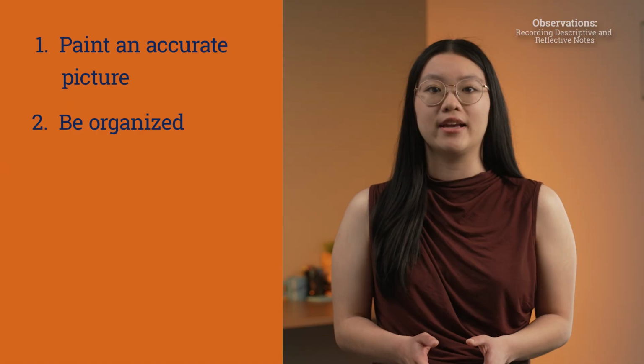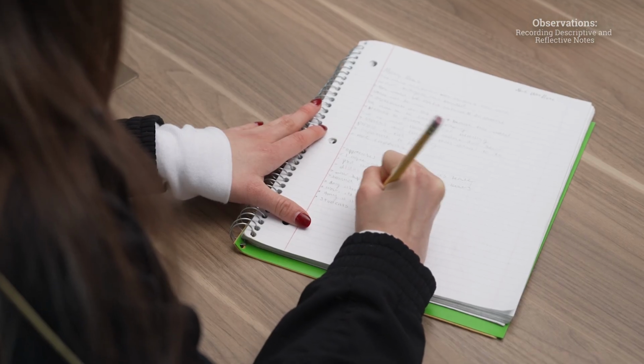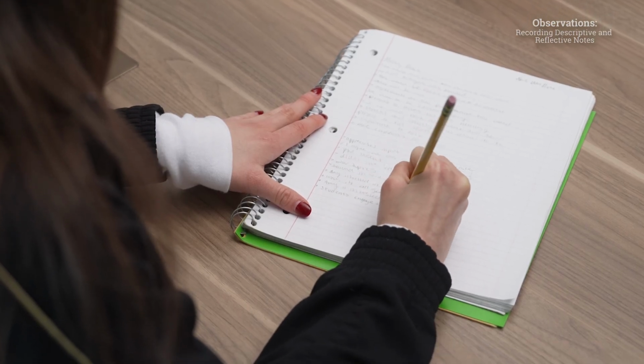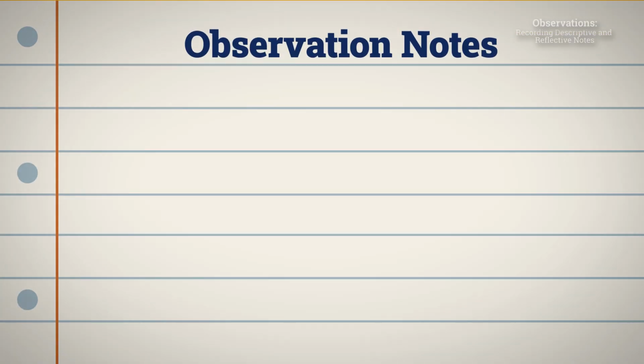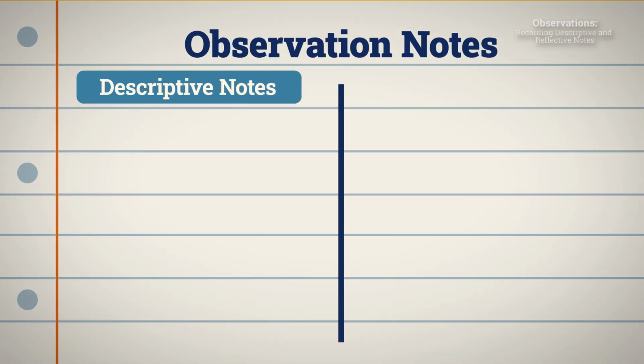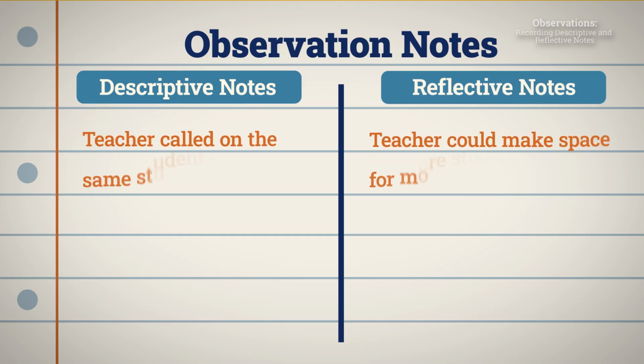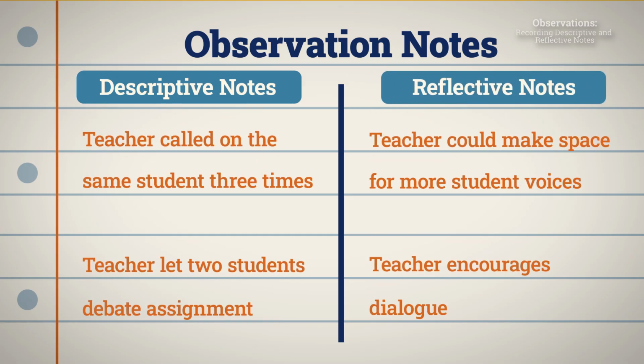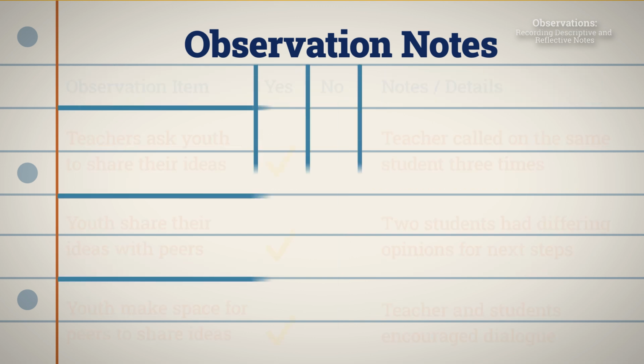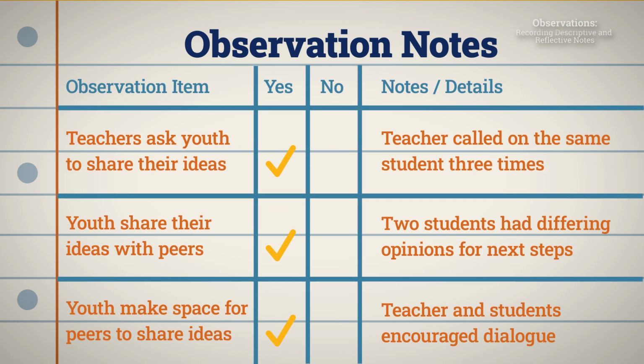Second, be organized. To jot quickly and clearly, use abbreviations or symbols in your observation notes. Some people organize their notes by adding a line down the middle of their page or document, one side for descriptive notes and the other for reflective notes. You can note chronologically in the order that events happen, or instead respond to specific prompts depending on if you're taking structured or unstructured observations.